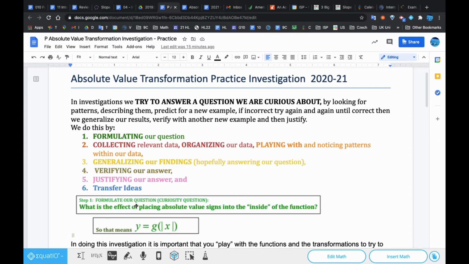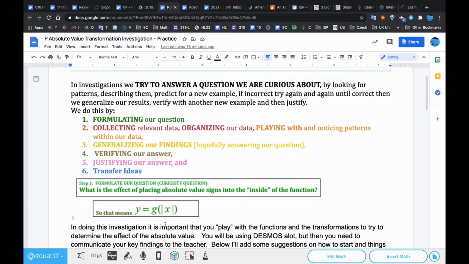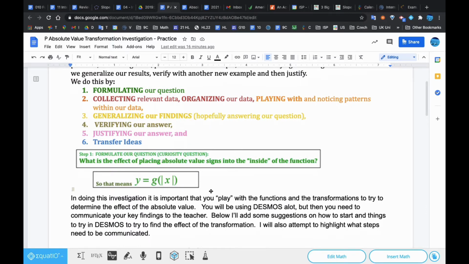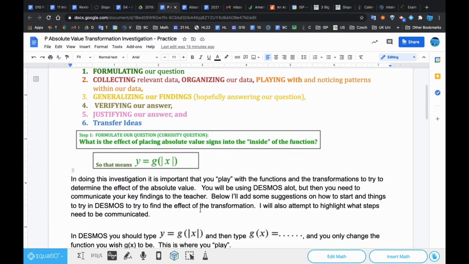So the question this time is, what is the effect of placing absolute value signs on the inside of the function, so like on the x value itself? In doing this investigation, we're going to play with the functions a little bit and see what this transformation does. We're going to be using Desmos a lot. You need to start, and you also need to communicate your key findings to the teacher, and I'll take you through the process.